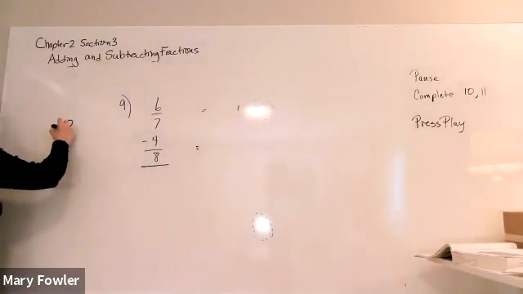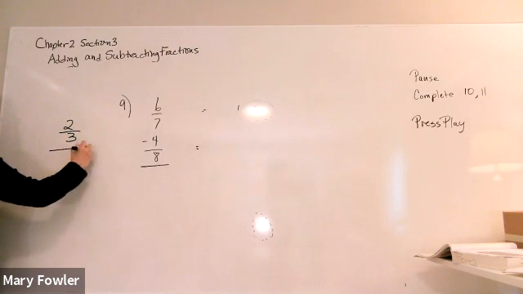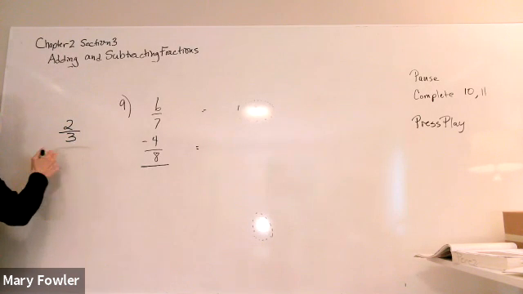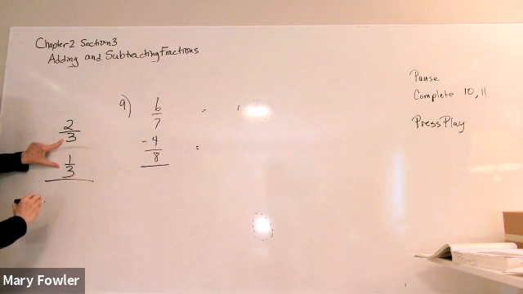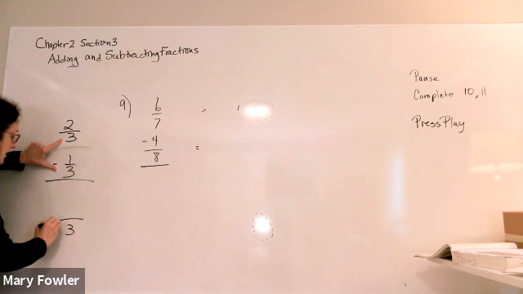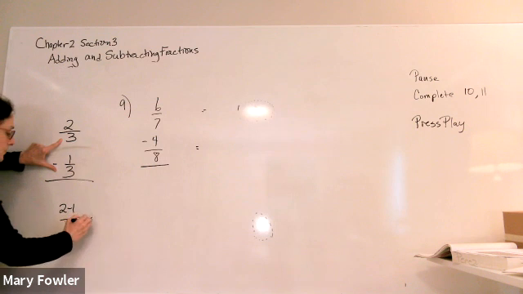Suppose I have 2/3 and I want to subtract 1/3. Then because the denominators are the same, this isn't on your worksheet, because the denominators are the same, you keep the denominator, and the numerator is just the difference of the two numerators.